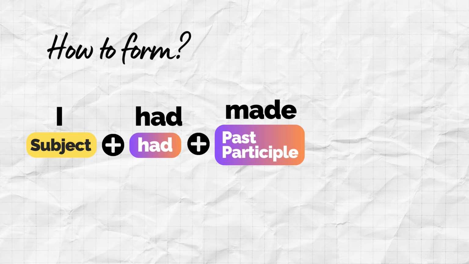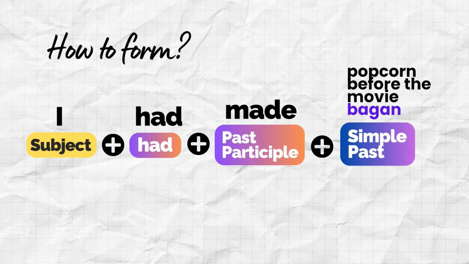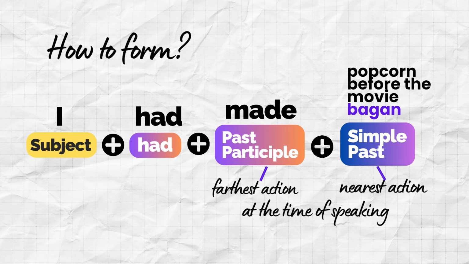So, in this sentence, had made is the past participle, and the action that is nearest to the present time or the time of speaking is described using the simple past, which in this sentence is began. I am sure that was easy to understand. Here are some more examples.